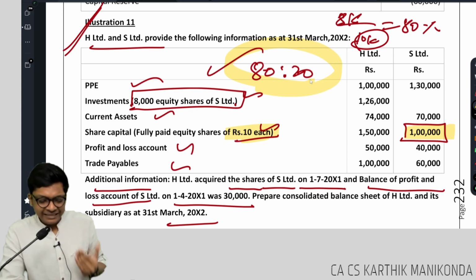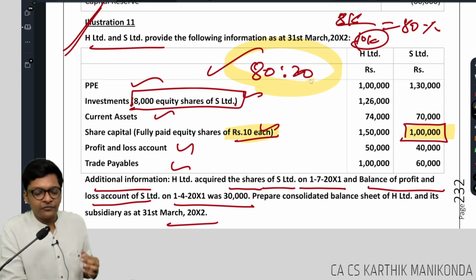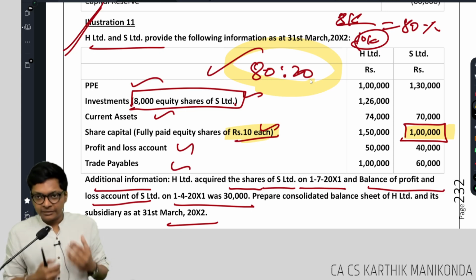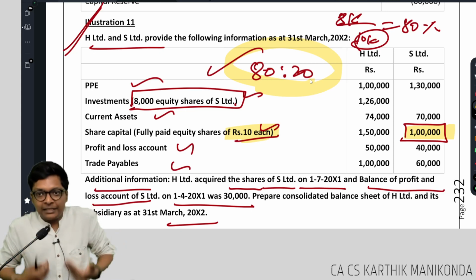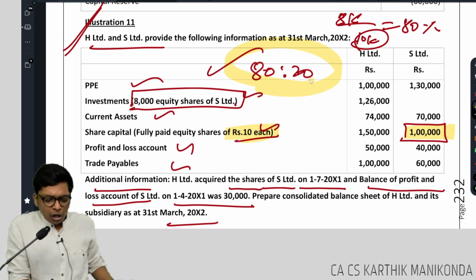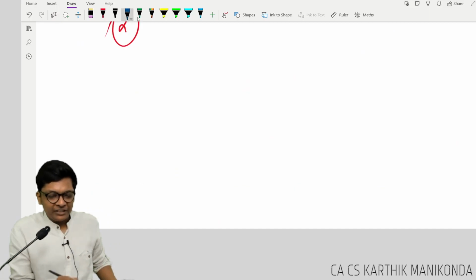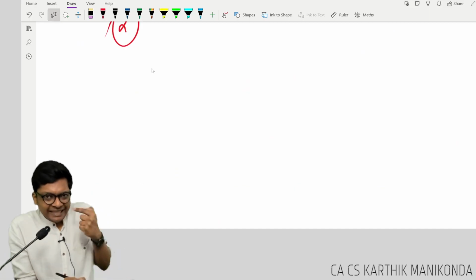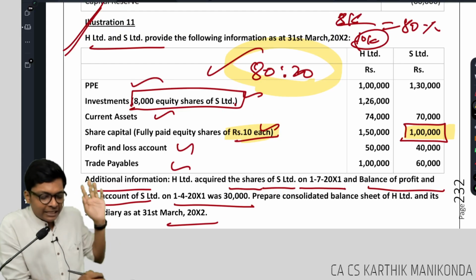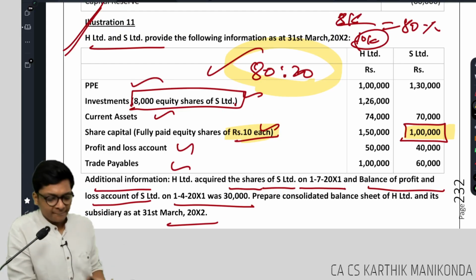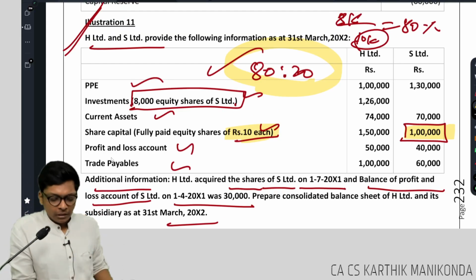Done, guys. The next step is the key: analysis of reserves and surplus. This I will do. We will do it together. For analysis of reserves, first you should start off with each reserve available in the question. In this question, what's the reserve? Only one reserve. Which one to take?